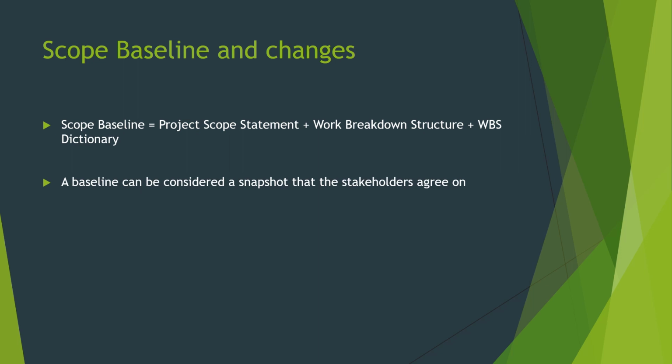Now, what is a baseline? A baseline, you can consider it as a snapshot that the stakeholders agree on. So if somebody comes to you and tells you, show me your scope baseline, you will show them a snapshot of the project scope statement, the WBS, and the WBS dictionary, which was agreed upon by all the key stakeholders.